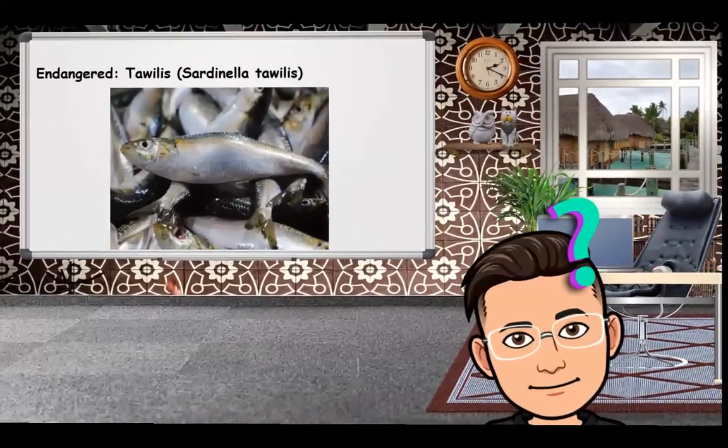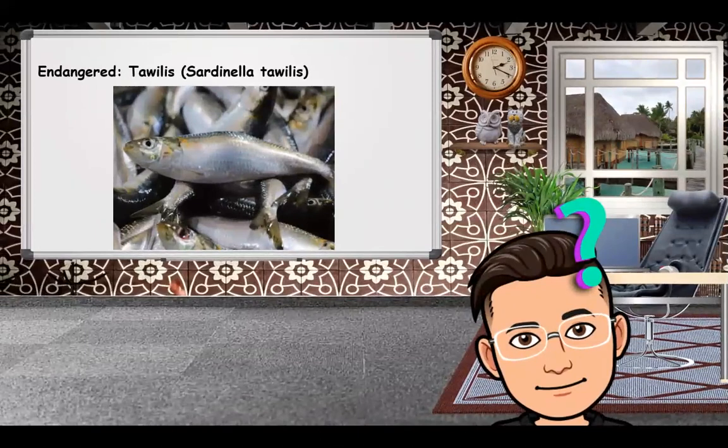And the last one is what we call the tawili. This fish is endangered. This type of fish is migratory and can only be found in the Philippines, in Lake Taal, which is the third largest lake in the country. The fish was declared endangered in January 2019 and it's now illegal to buy and sell it in the market.